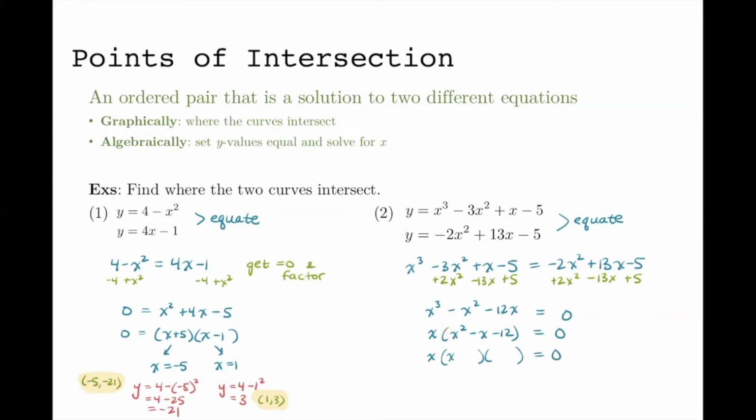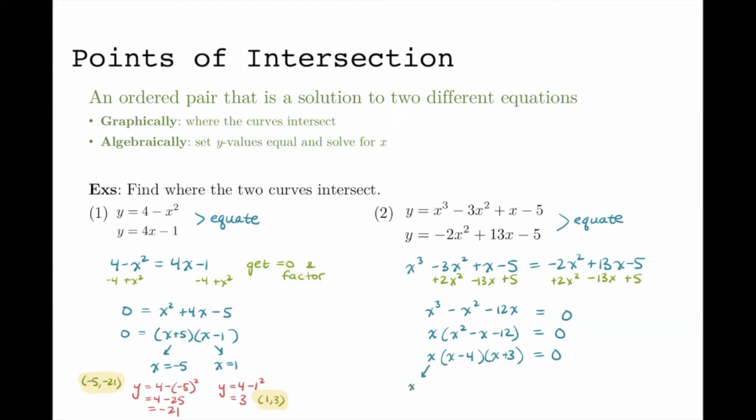Two numbers that multiply to negative 12 and add up to negative 1 are minus 4 and positive 3. Now here we have three things multiplied. We've got to set each of these equal to 0. Don't forget about this x here. That counts as a factor.